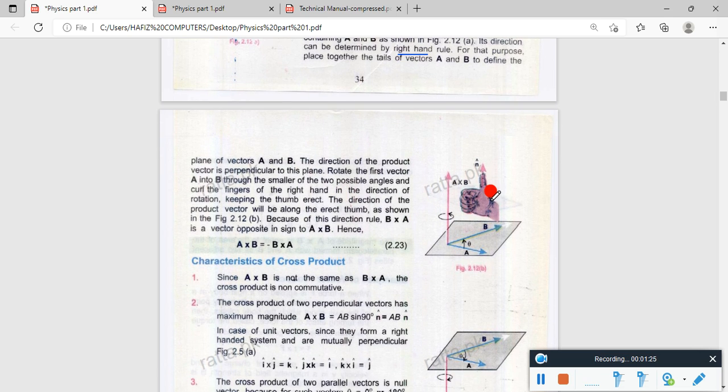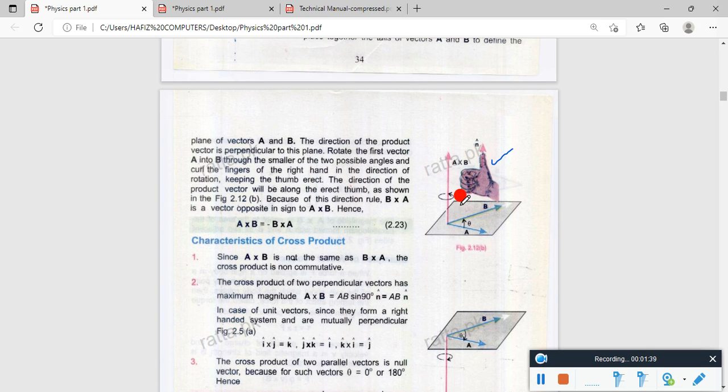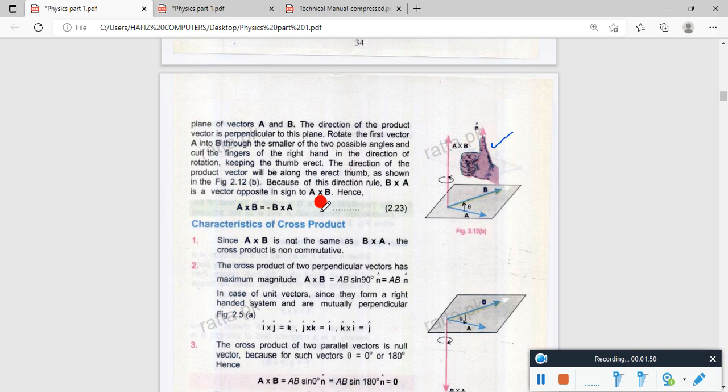Suppose this figure shows the right hand rule to determine the direction of this vector, in which this thumb represents the direction of this cross product a cross b. When you keep the thumb erect and curl the fingers perpendicular to this erect thumb, this will show the direction of this cross product.